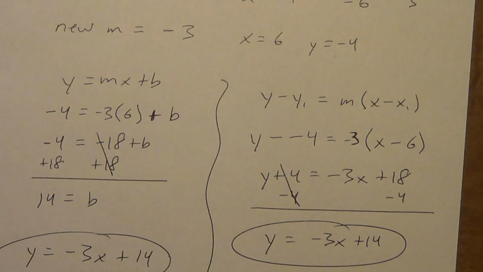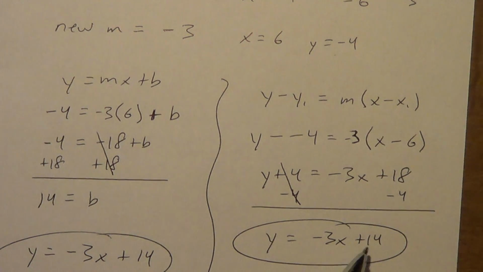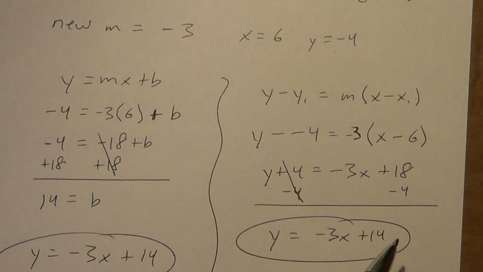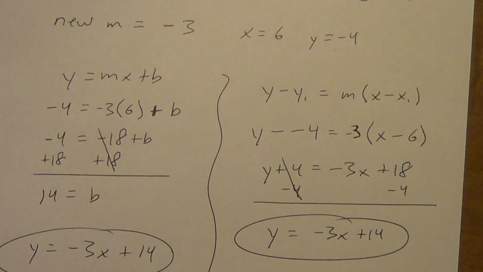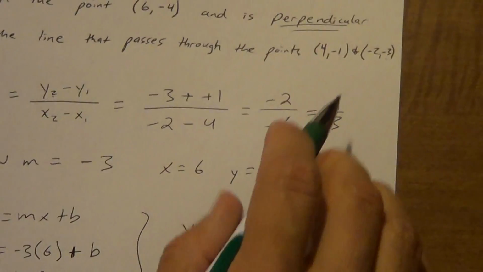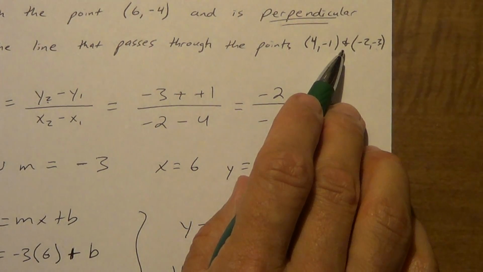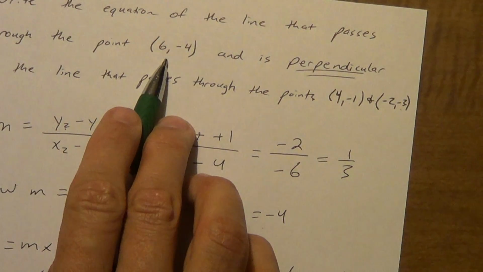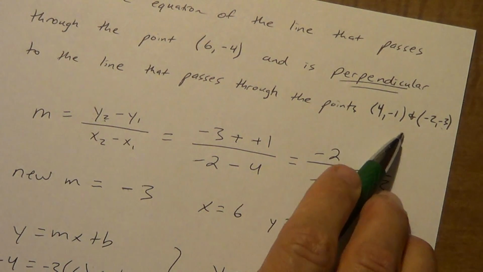Same exact answer. Now, we're going to graph this one. And with that plus 14, I've got to be careful. I'm going to make sure I move my zero point down the paper a little ways, but I'm going to go ahead and graph this. So first off, I'm going to graph these 2 points and draw the line through them. And then I'm going to graph this line, and I'm going to check to see if it actually goes through 6, negative 4, and whether it looks like it's perpendicular to the original line.